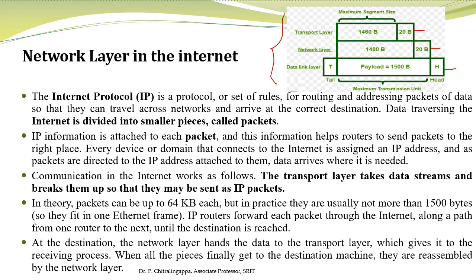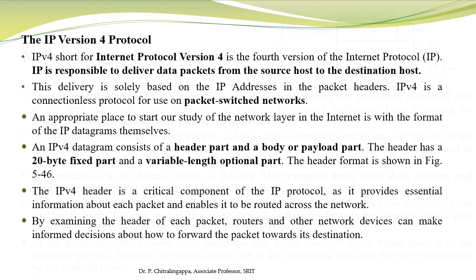The internet is divided into smaller pieces, which we call packets. The transport layer takes the data streams and breaks them up so that they may be sent as IP packets. There are two versions of the internet protocol: IPv4 and IPv6.